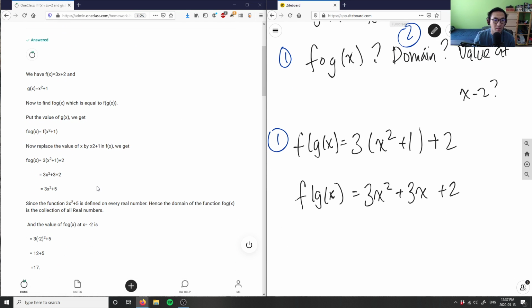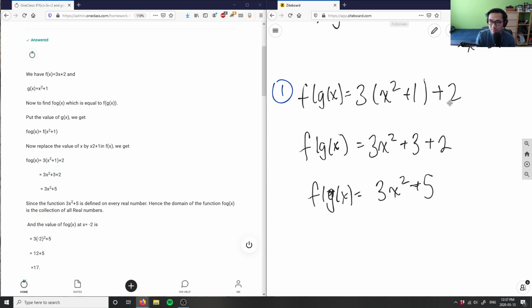Sorry, this is not 3x. This here is just simply 3. I don't know where I put my 3x. Sorry, this is simply 3 plus 2, so f of g of x is going to equal 3x squared plus 5. And this here is our function for f of g of x.